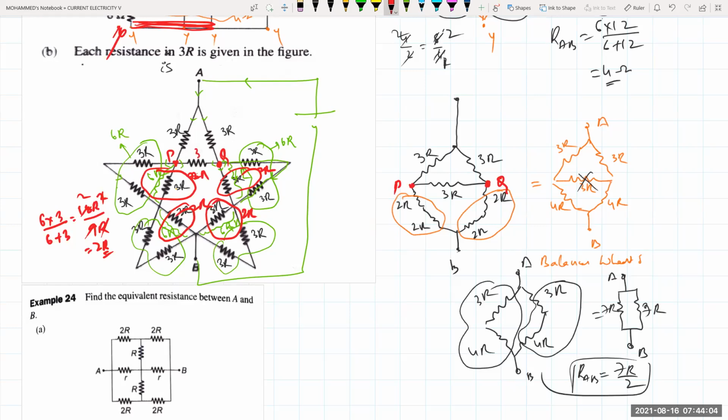Between P and Q, there is one resistance of 3R. Between P and B, there is 2R and 2R. And between Q and B, there is 2R and 2R. So these 2R and 2R in series make 4R. These 2R and 2R in series make 4R. That is the reason I have drawn this diagram here. So above is 3R, below this one is 3R, this is 4R, this is 4R. Is it forming the Wheatstone bridge or not, you see?